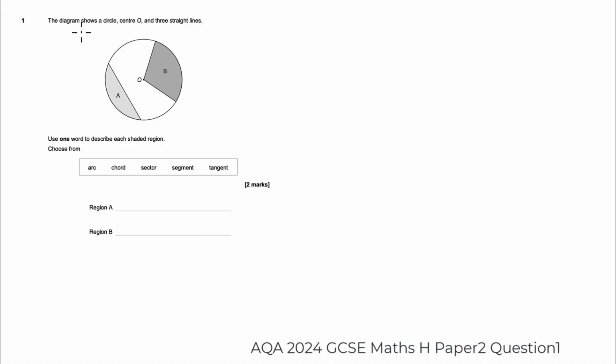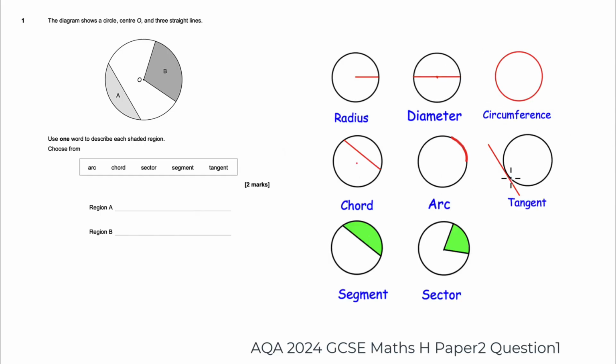So here's question 1. And this diagram shows a circle. It's got a centre O and there's 3 straight lines with a couple of shaded areas. And we have to use one word to describe each of these shaded areas. And we've got a selection of words that we can choose from: arc, chord, sector, segment, tangent. Now, look inside your memory. Somewhere in there you should have these. If you don't have the meanings of these words, then learn them.